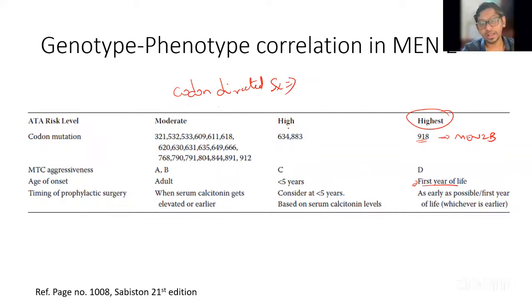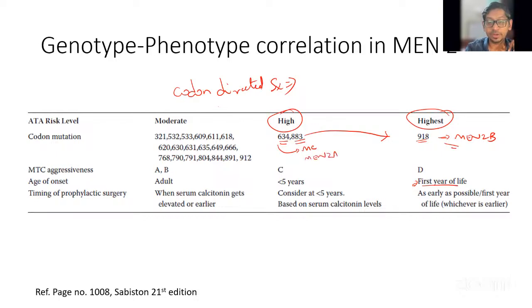Now, what about the next category, which is the high category? The high category is usually a 634 mutation. This is the most common mutation in medullary thyroid cancer. And you can get an 883 mutation. Now, 883 mutation also is MEN2B, whereas 634 is MEN2A.